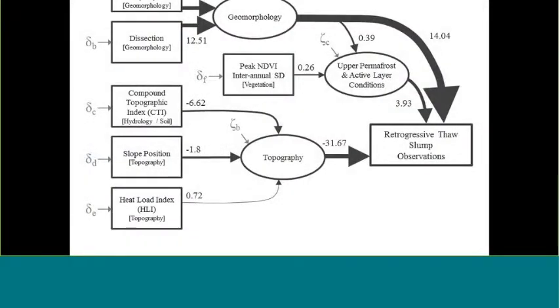And here is the final structural equation model for retrogressive thaw slumps. And you notice it is quite different than the one for active layer detachments. So the two features are responding to different factor interactions on the landscape. And these are important not just for these two different types of permafrost degradation, but across a couple of dozen identified modes of permafrost degradation.